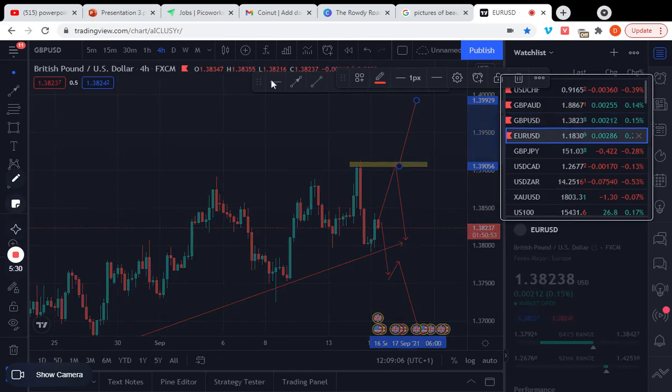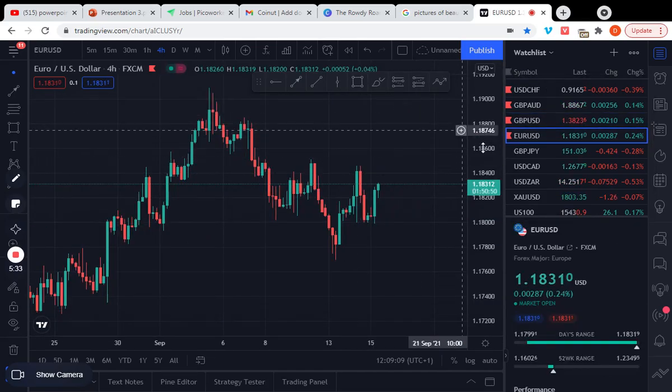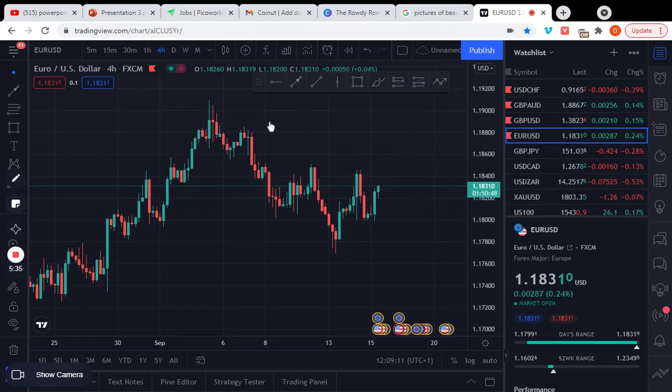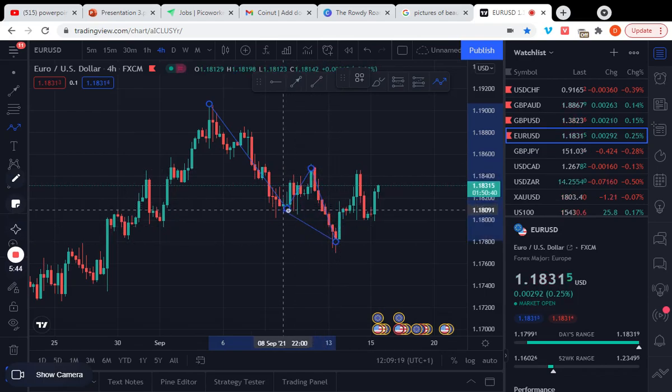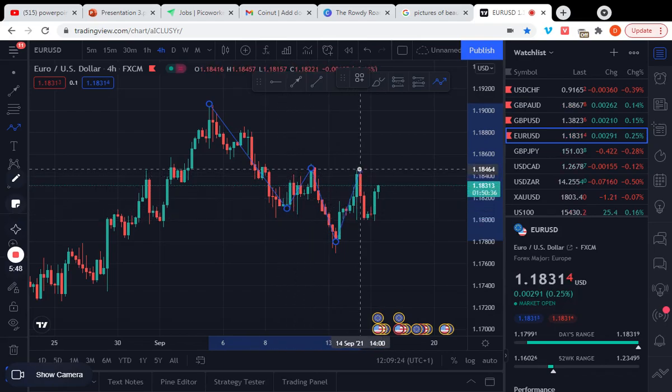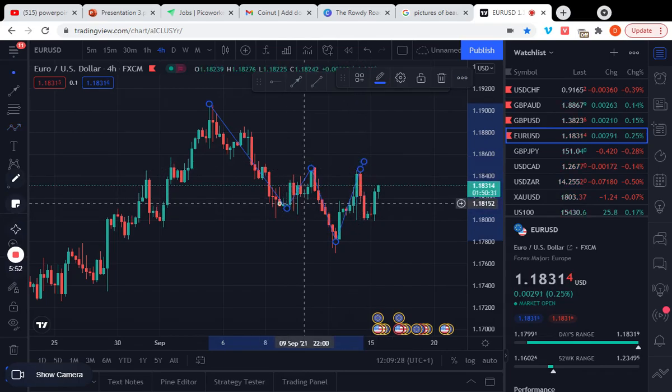So for the last pair, Euro USD on the 4 hour time frame, what am I seeing? Lower low, lower high, lower low. What am I seeing again? A break of this previous low. This is a low which it broke out of. This is a breakout of the low.